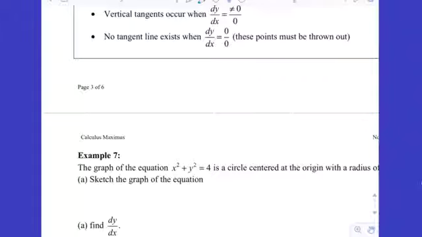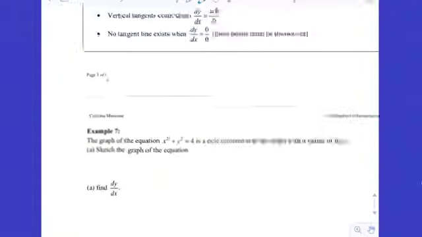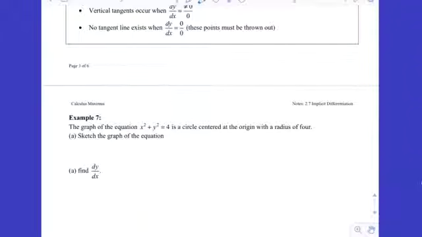Okay, how much time do we got? 10 minutes? Okay. I'm going to go ahead and start example 7, and then we may have to stop for a pledge.